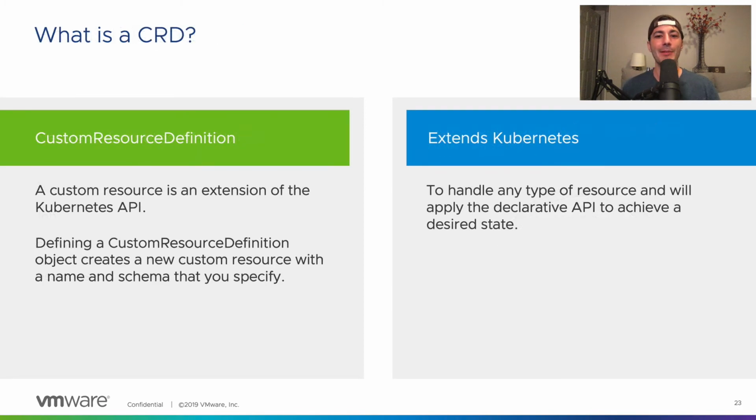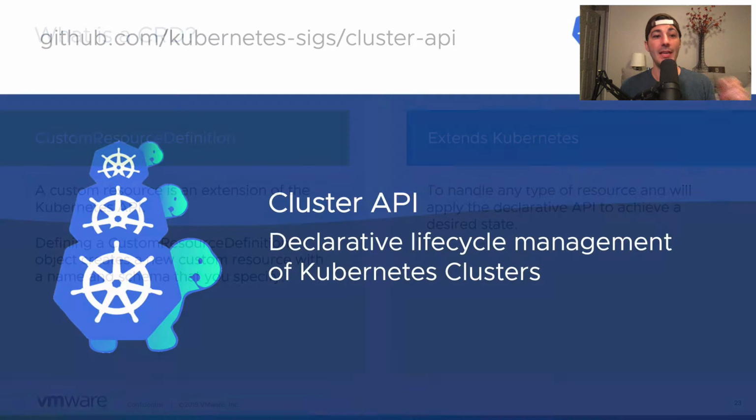Well, this happens because we create what are called CRDs, or custom resource definitions. This is just an extension of the Kubernetes API. We're now defining new objects that have a new name and a schema that we specify, and what we want to be able to do and how we want to extend Kubernetes. So we can actually make Kubernetes understand anything, and we can use the declarative nature of Kubernetes to have it iterate on whatever it is that we want to achieve that desired state.